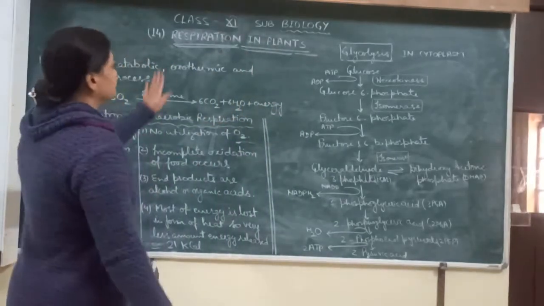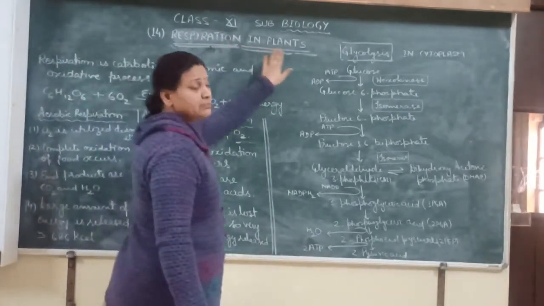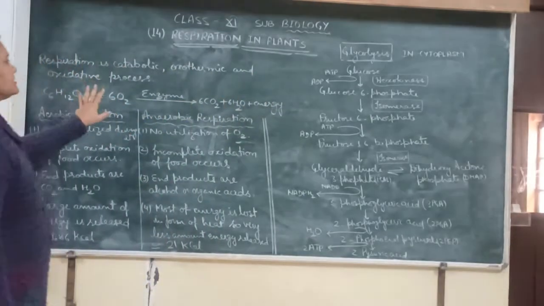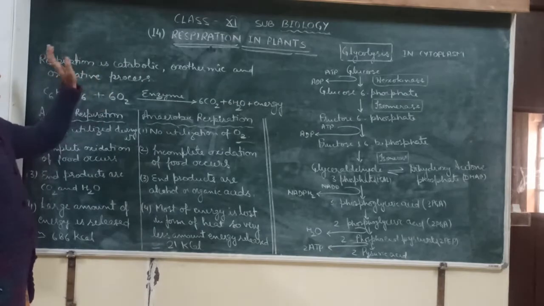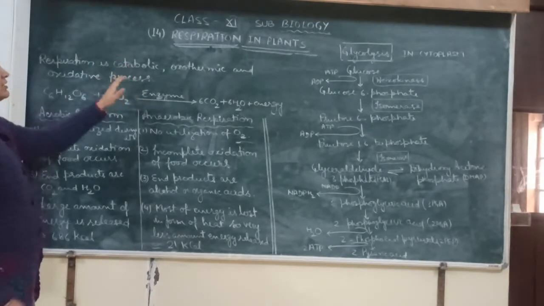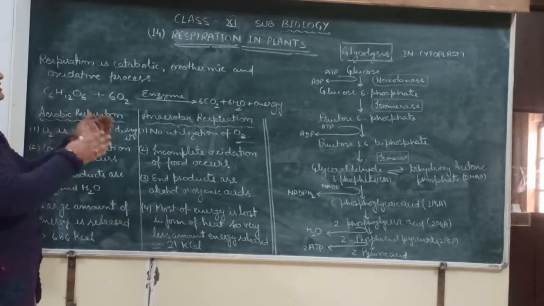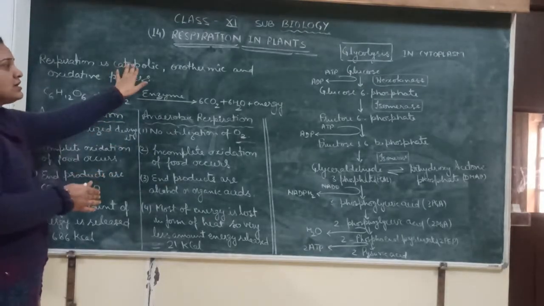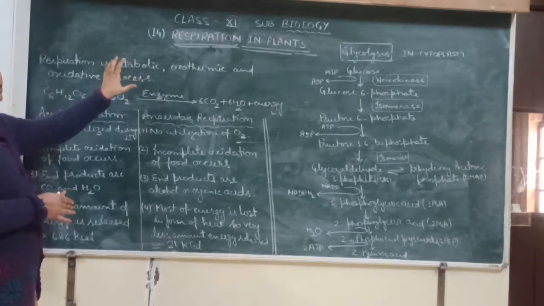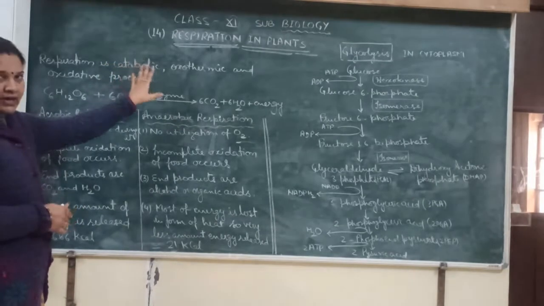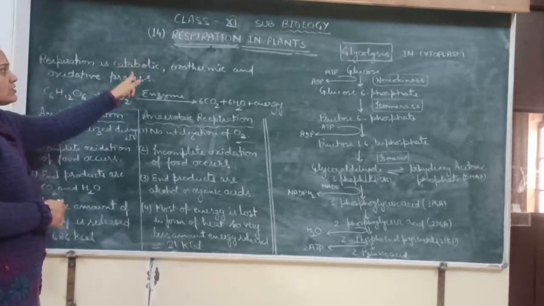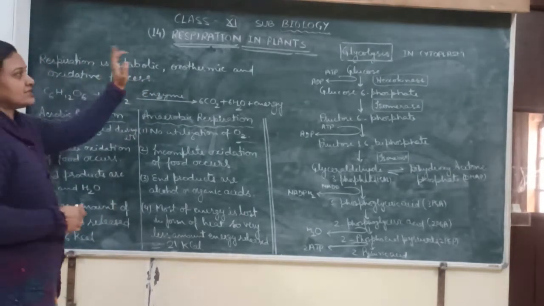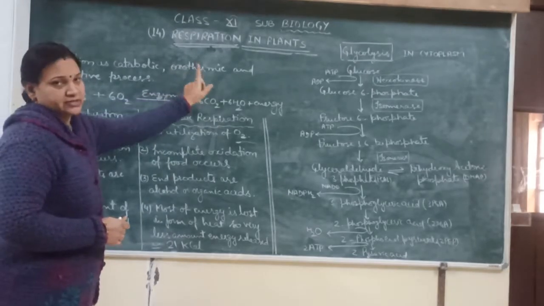Today we will start a new chapter, that is respiration in plants. So first, what is respiration? Respiration is a catabolic process. During this process, large molecules are broken into smaller molecules. Food is oxidized in this reaction. So a glucose molecule is broken into carbon dioxide and water, and energy is also released during this process. That's why it is known as an exothermic reaction.